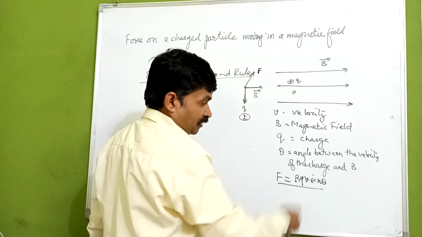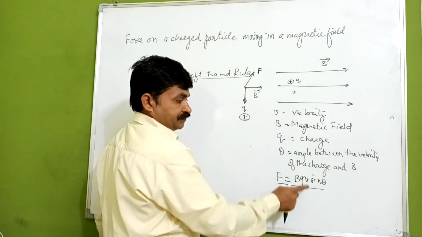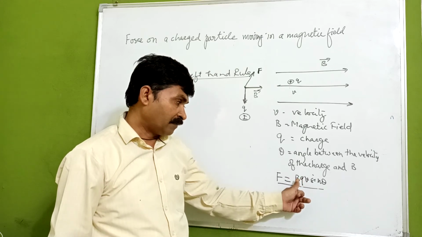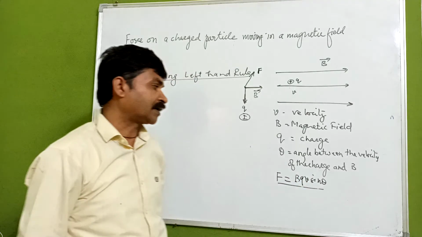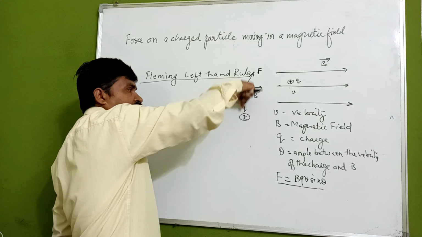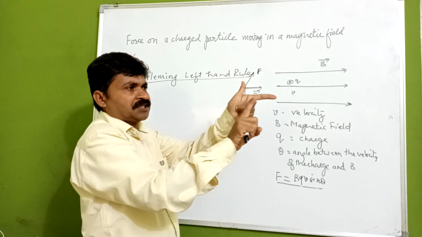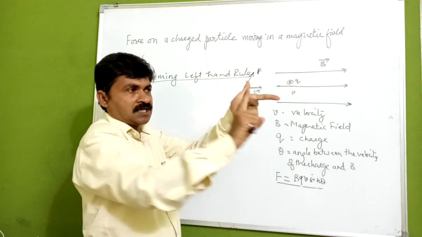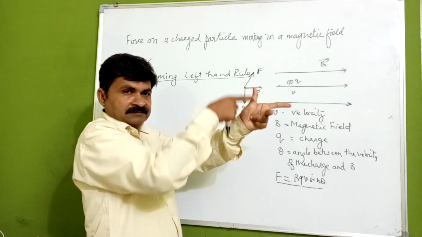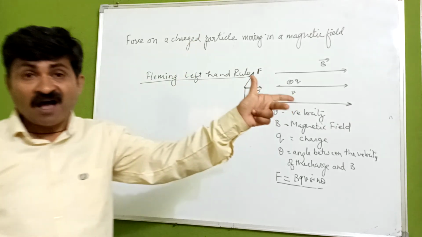So this way, if you see BQV sine theta, Q is only a scalar quantity, whereas B, the magnetic field, is a vector quantity, and velocity is also a vector quantity. So for example, if the direction of flow of charge is in this direction, the current is flowing in this direction and the magnetic field is in this direction, the force will be given by this relation. The thumb will give the direction of the force.